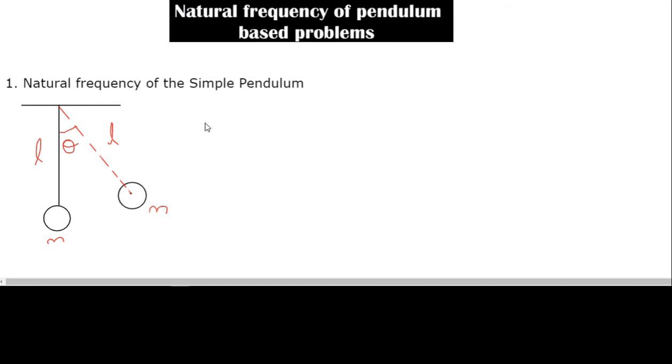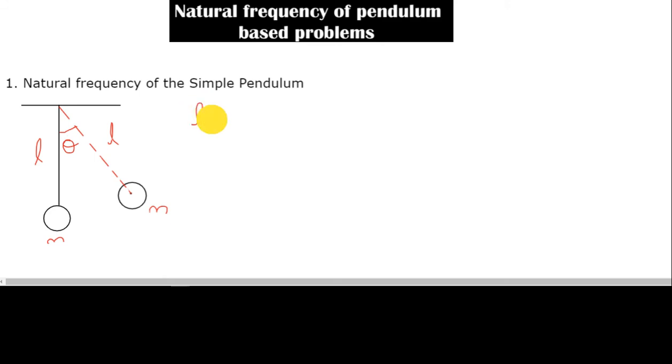Starting with a pendulum, we will see how we can find its frequency. If you know how to find the natural frequency for a pendulum, you already know how to find it for a spring. If you can combine the two concepts, you can solve most of the problems. So finding the natural frequency of a pendulum, some parameters are required.